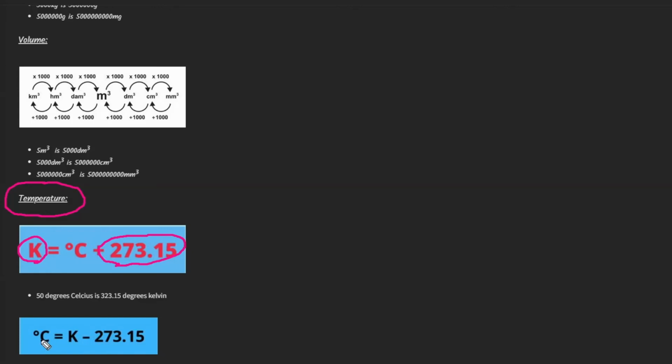And similarly, if you want to rearrange it to find out the Celsius from Kelvin, let's say we had 50 degrees Kelvin, we just subtract 273.15 from that value to get the value of Celsius. And that's really all you need to know about this topic.